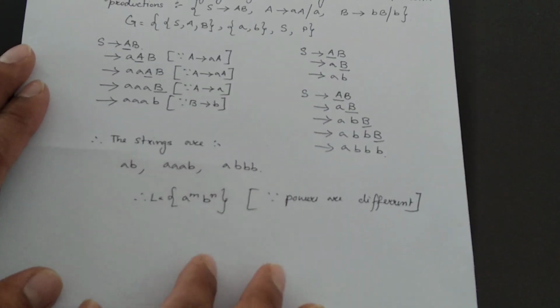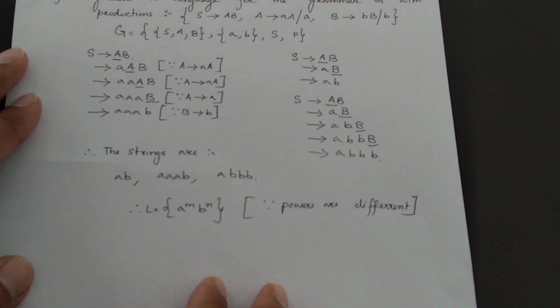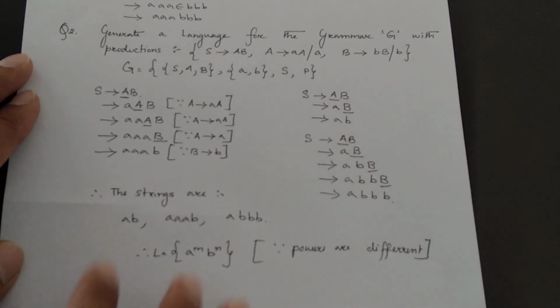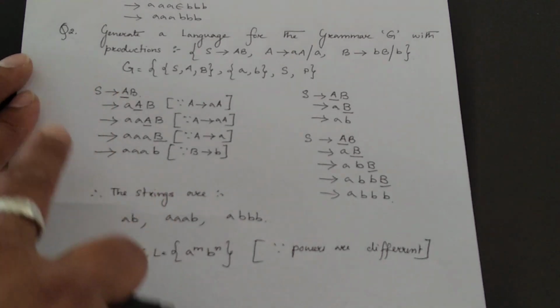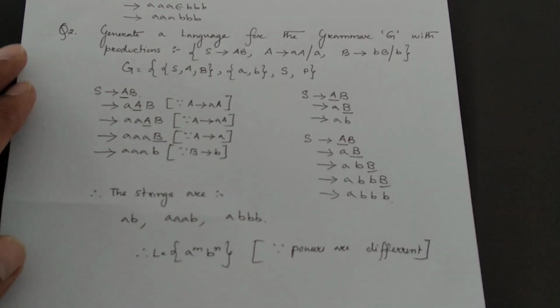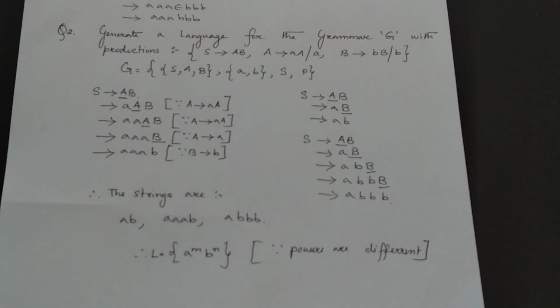That's it. So this is the only process of finding out a language. For this particular scenario, you have to find out at least 3 to 4 strings, and based on that you have to find out a format or similarity between those strings, and then you can find out the language.